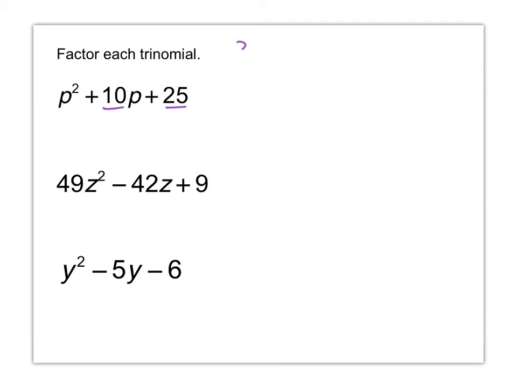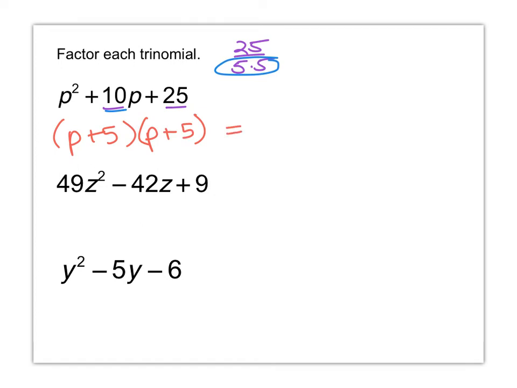25 can be written as 5 times 5, 1 times 25, negative 5 times negative 5, and this pair of factors, 5 times 5, will add up to give you the middle term. So this can be written in factored form as p plus 5 is one factor and p plus 5 is the other factor. Another way to write this, since those factors are identical, would be p plus 5 squared.